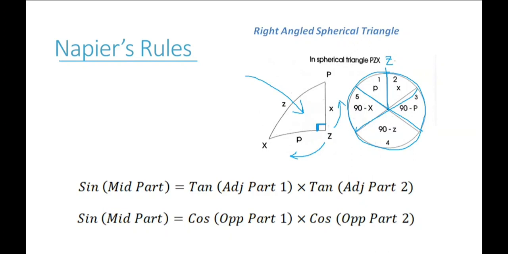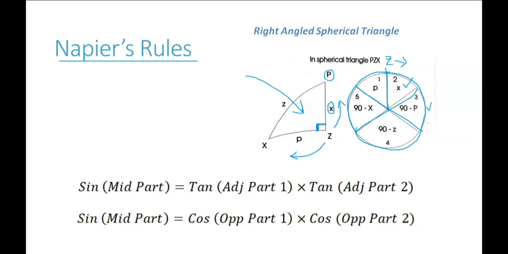So from Z, we move. We are moving anti-clockwise in the triangle. So the next part which comes is small x, which is side x. So you see side x is built here in this part. Then you have angle P. You see angle P is built in this part.